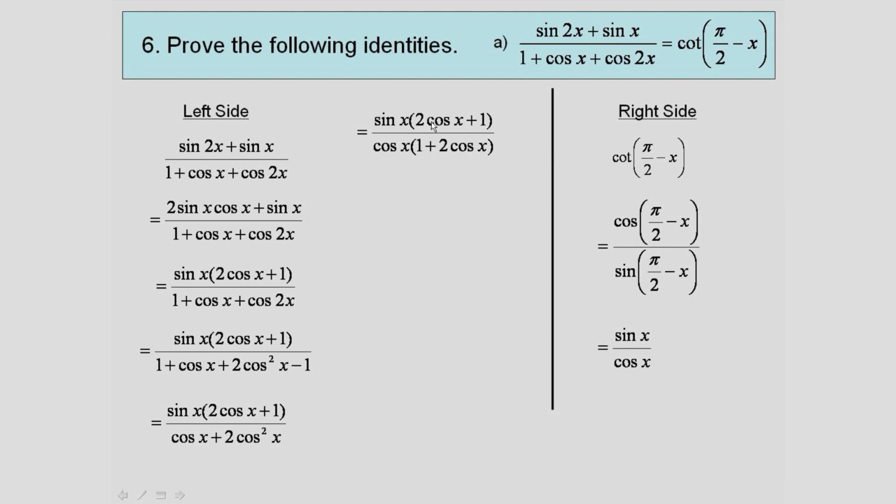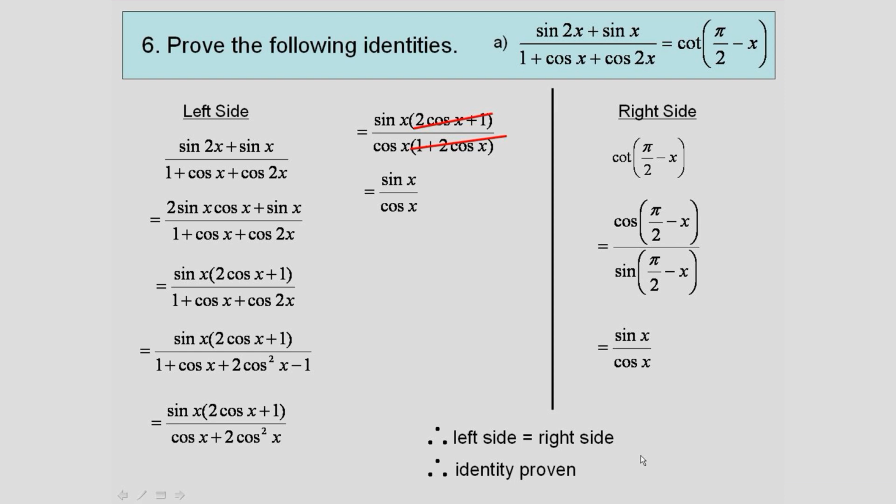Now here's the good news. 2 cos x plus 1 and 1 plus 2 cos x. These are the exact same expression, just in a different order. So we can actually go and divide those, and there it is. It works out to sine x over cos x, which is the same as the right-hand side. So we just write our therefore statements. The left side does equal the right side. Therefore, our identity is proven.